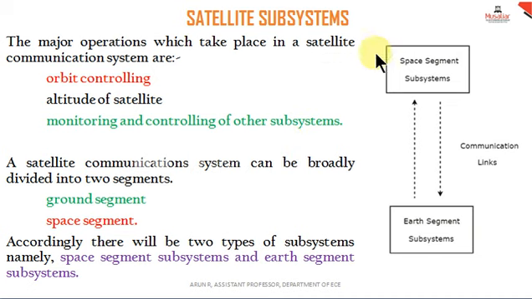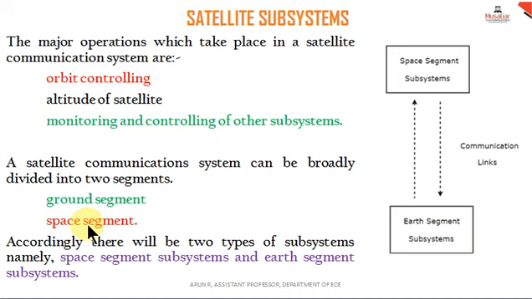This is the basic block diagram for a satellite subsystem. There is a space segment subsystem and an earth segment subsystem, and in between these two there will be communication links for the communication between these two subsystems. Space subsystem means the satellites, the spacecraft and the related items, and the earth segment is the controlling station situated on the earth. This satellite communication system can be broadly classified into ground segment and space segment.